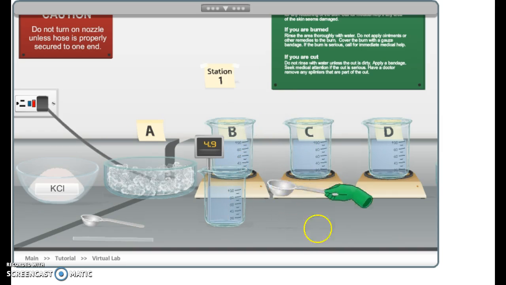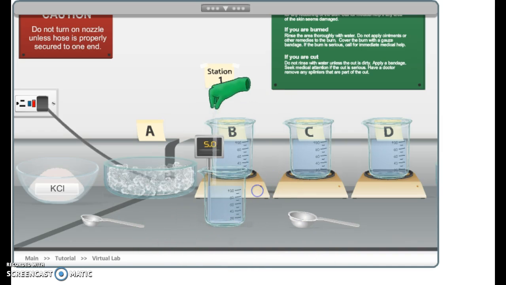So you click to get a scoop, you click to put it in, you click to get your spoon down on the table. See this white down here? That means it's not dissolved. You have to stir. If it disappears, that means more can be dissolved. If no more can dissolve, then it means the solution is saturated.